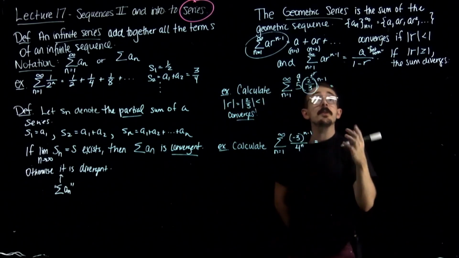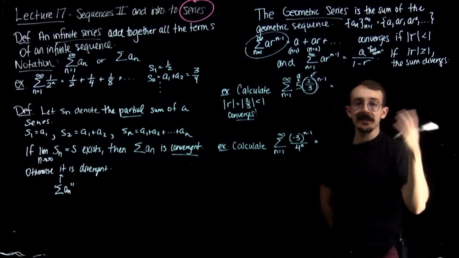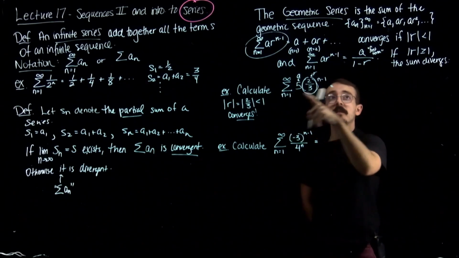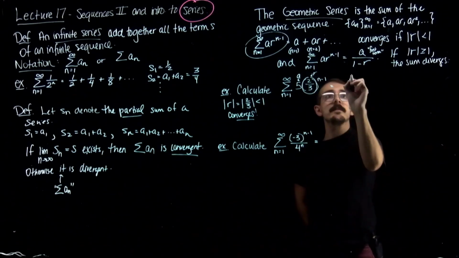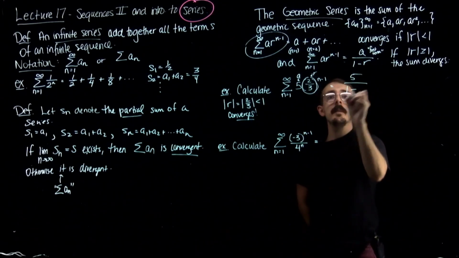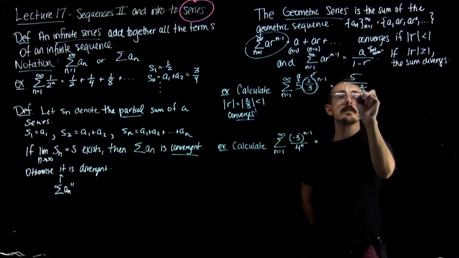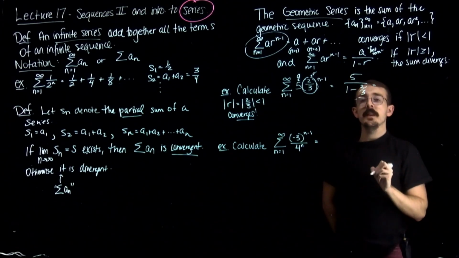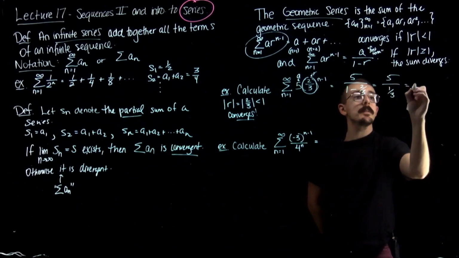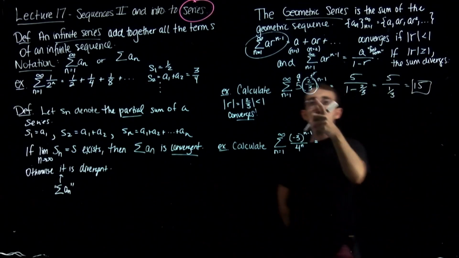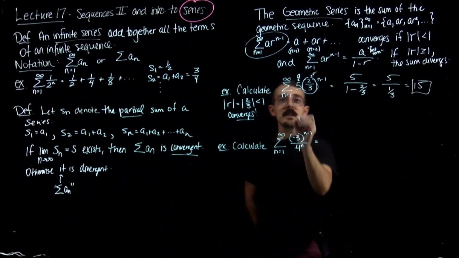Because it converges, you can use the formula. You can't use the formula if it diverges. But it's going to converge. So you're going to use this formula. It's a over, so a is 5, over 1 minus, r is 2/3. And then I would get 5/3 over 1/3. So that's just flipping the 3 up, and it's 15. So this infinite sum right here converges to 15.